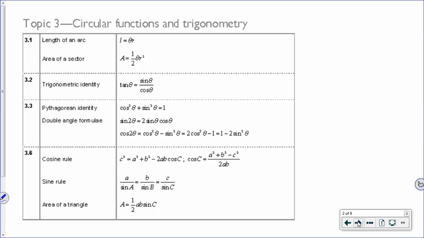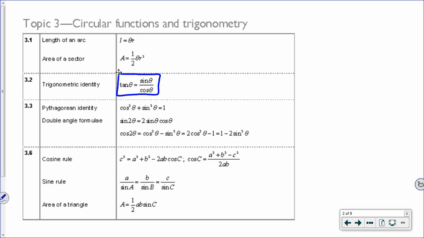There are a few that we use in SL math, and there are many, many other trig identities that we're not required to know. So I just want to show you in the formula booklet what they look like. Here's one identity. It's the identity for tangent. It's the statement that tangent theta equals sine theta over cosine theta.